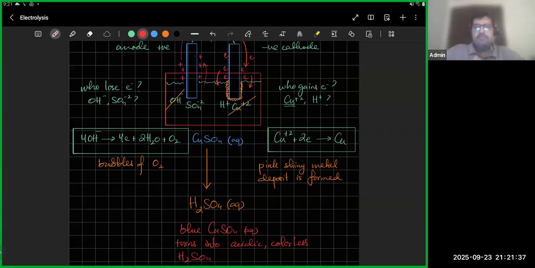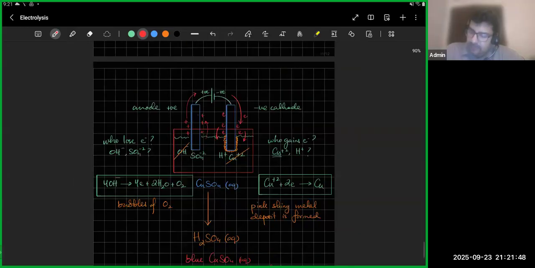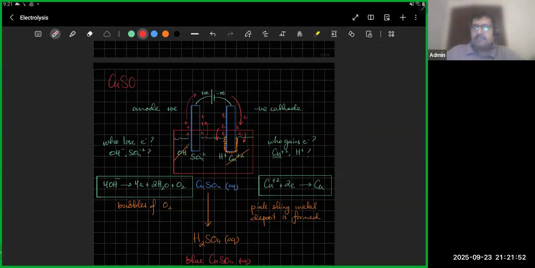And remember this thing, copper sulfate, this entire thing, this is like the favorite part. Any question on electrolysis, there's an 80% chance that it's going to be on copper sulfate. So I'm just going to highlight that this is going to be very important.